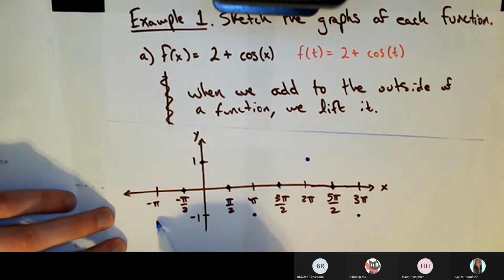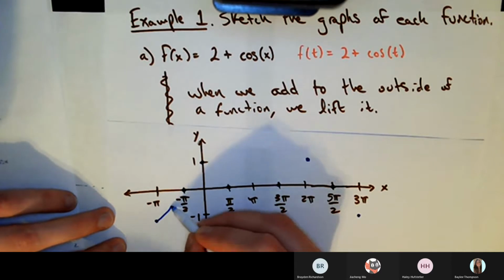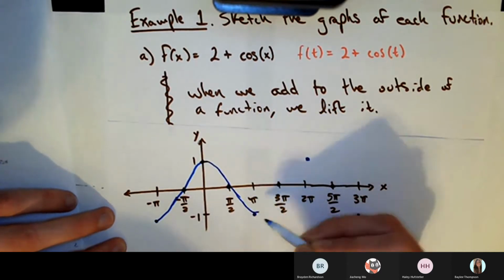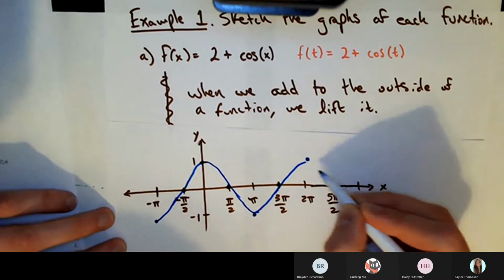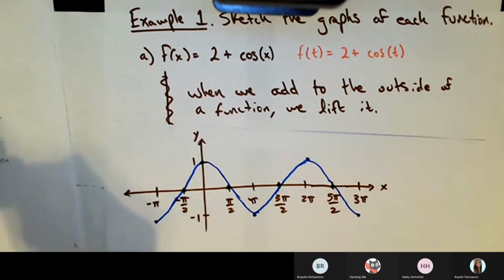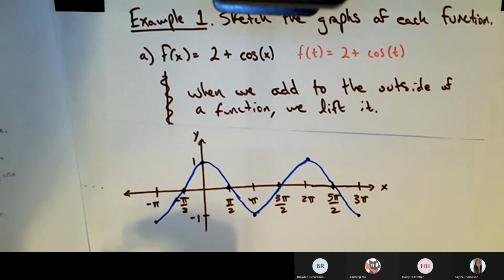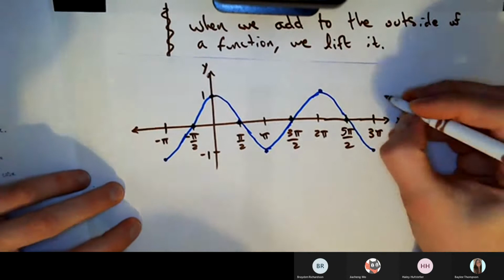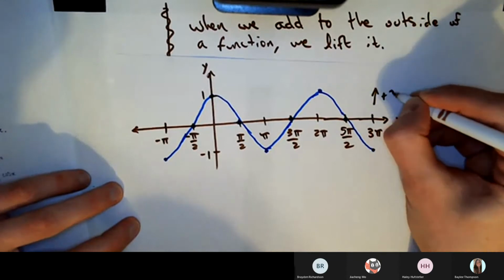At each pi on 2, it's bouncing between these three values. So here's my sort of general cosine. Now, this is not the answer, right? Because I want cosine plus 2. Okay. So now what I'm going to do is I'm going to lift this function by 2.